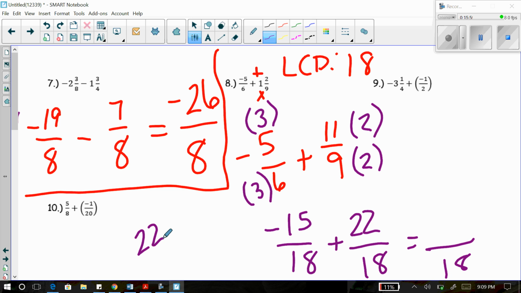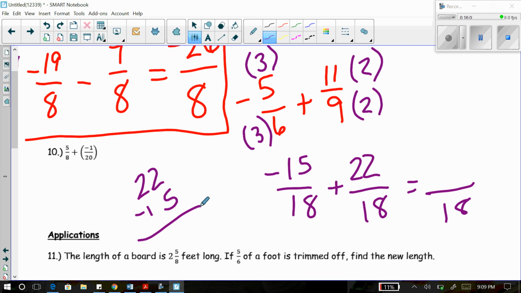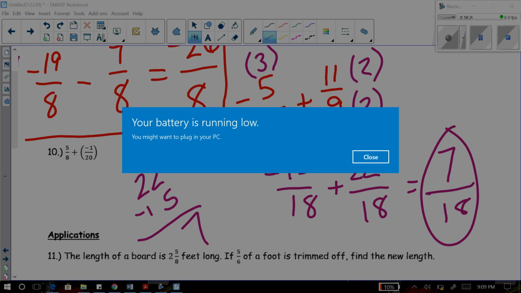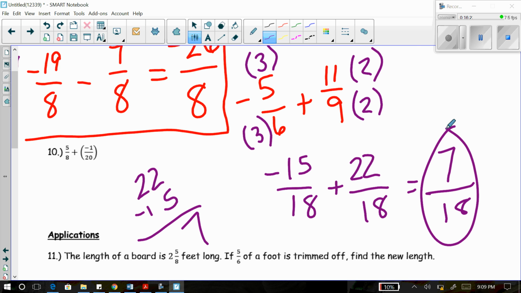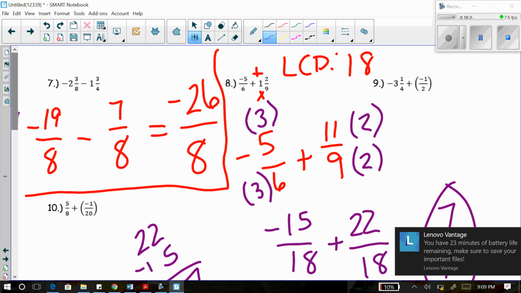So 22 plus negative 15 is opposite signs, so you subtract them and take the sign of the larger. So we know it's going to be positive 7. So 7 over 18. All right.